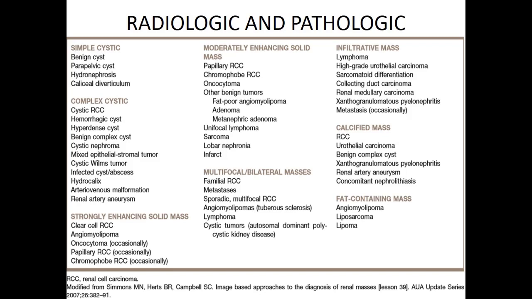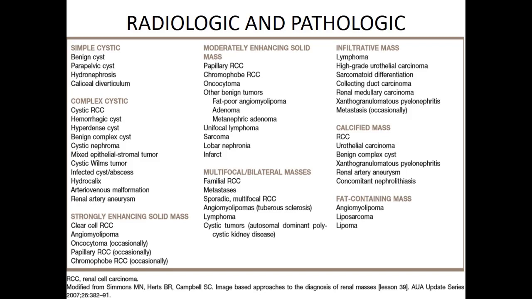While strongly enhancing solid masses are the clear cell RCC, which constitute around 70% of the RCCs, and then we have the angiomyolipomas, which are around 10% of the benign lesions in the kidney, and oncocytoma, papillary RCC, and then the chromophobe RCC, which constitutes around 5 to 10% of the RCC. Then we have the moderately enhancing solid masses, which include the papillary, chromophobe, oncocytoma, and the others.